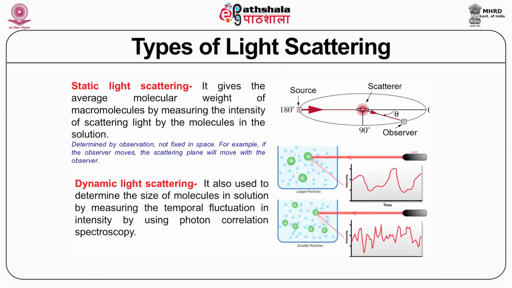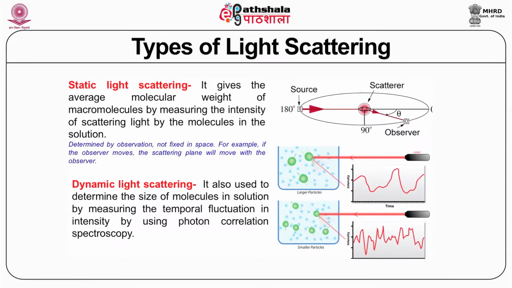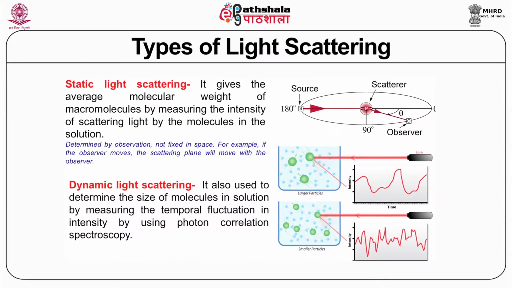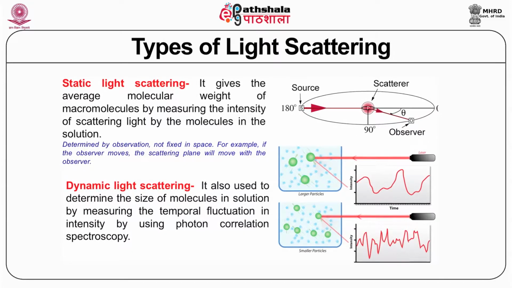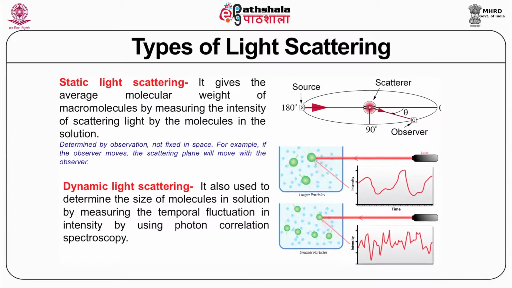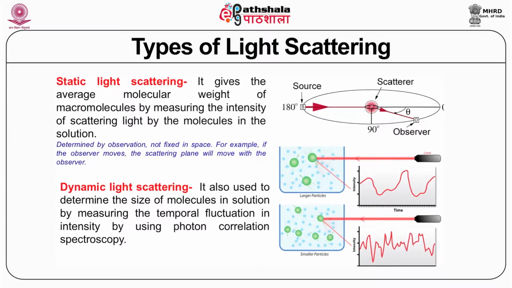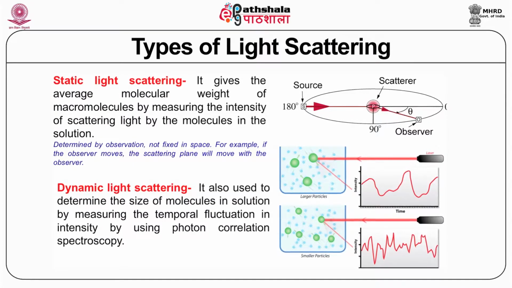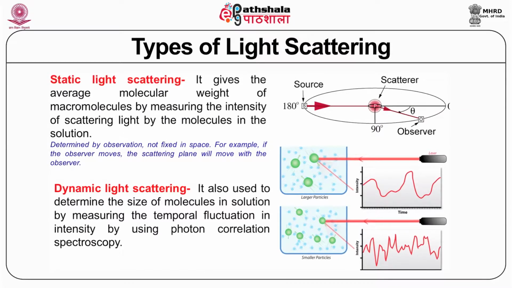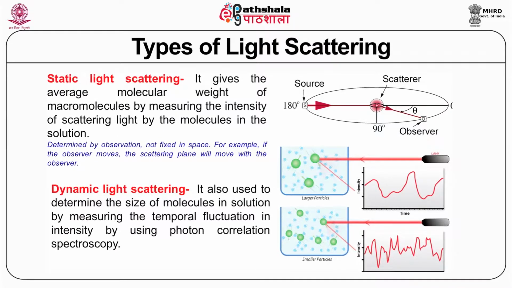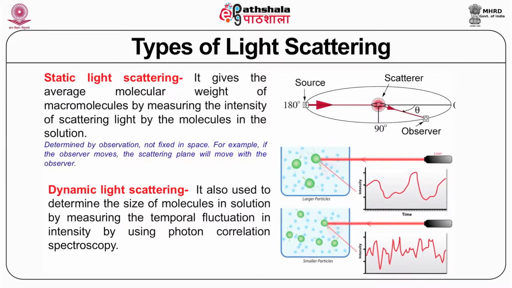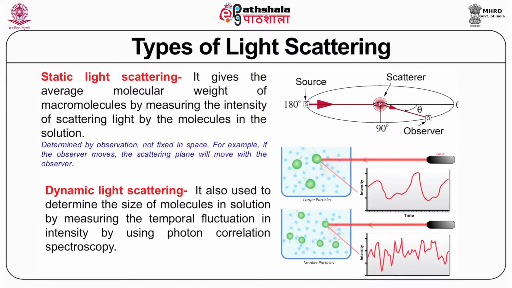The second type of light scattering is known as dynamic light scattering. It is used to determine the size of molecules in solution by measuring the temporal fluctuations in the intensity, or by photon correlation spectroscopy. That mainly depends on the Brownian motion of the particles.